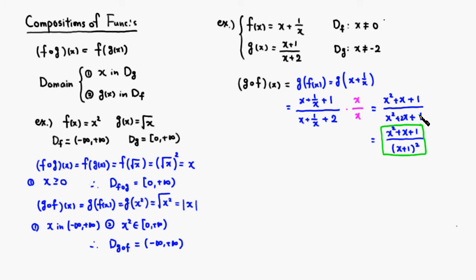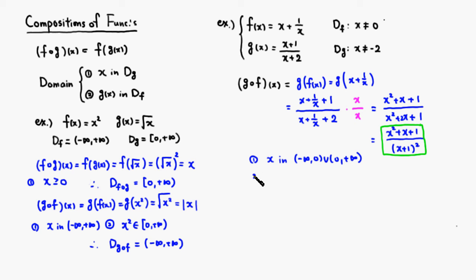All right, how about the domain of g of f? So the first condition is we have to make sure that x is in the domain of the inside function, in this case f, which means all real numbers except for 0. So we have to eliminate 0, so it's negative infinity to 0, skip 0, to positive infinity. All right, so that's that.